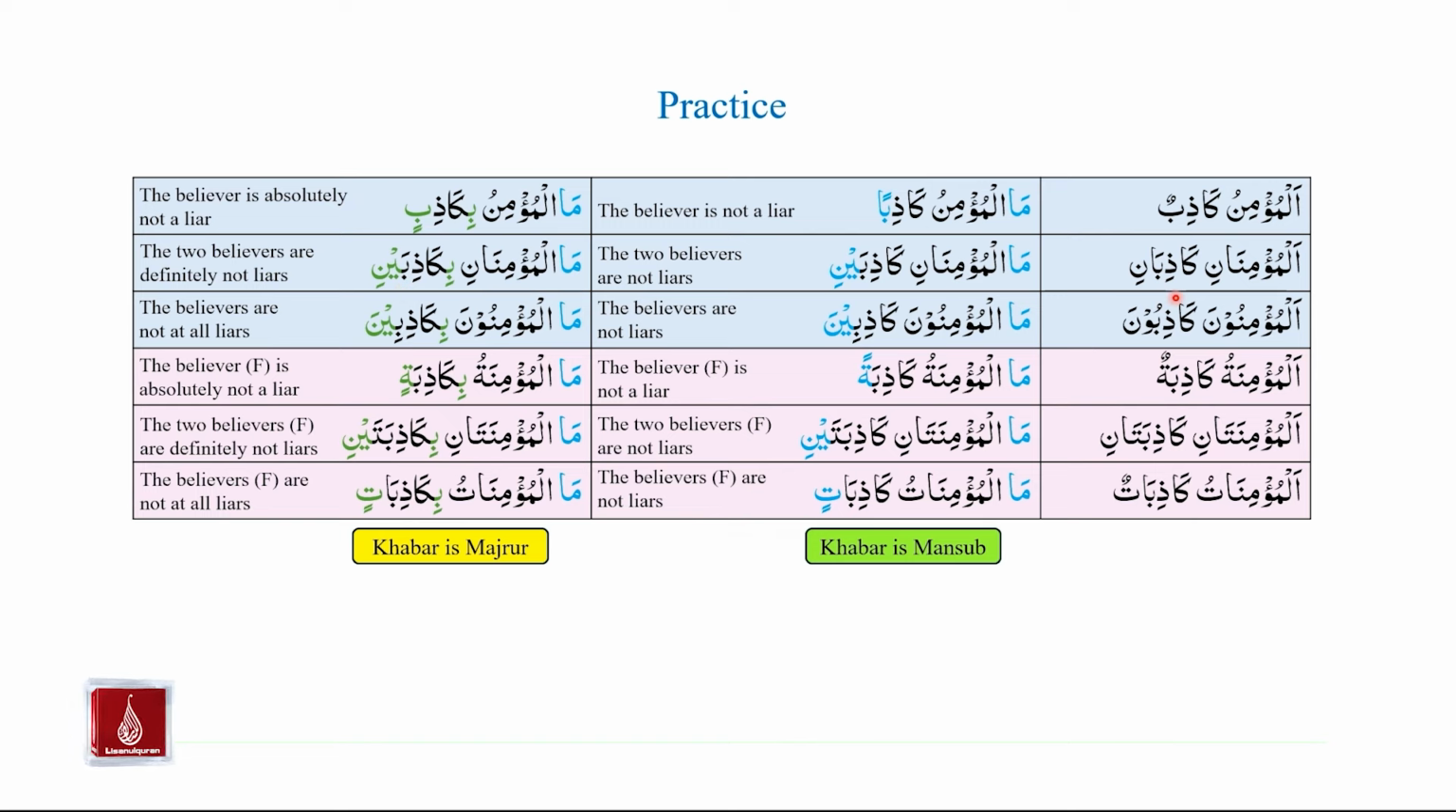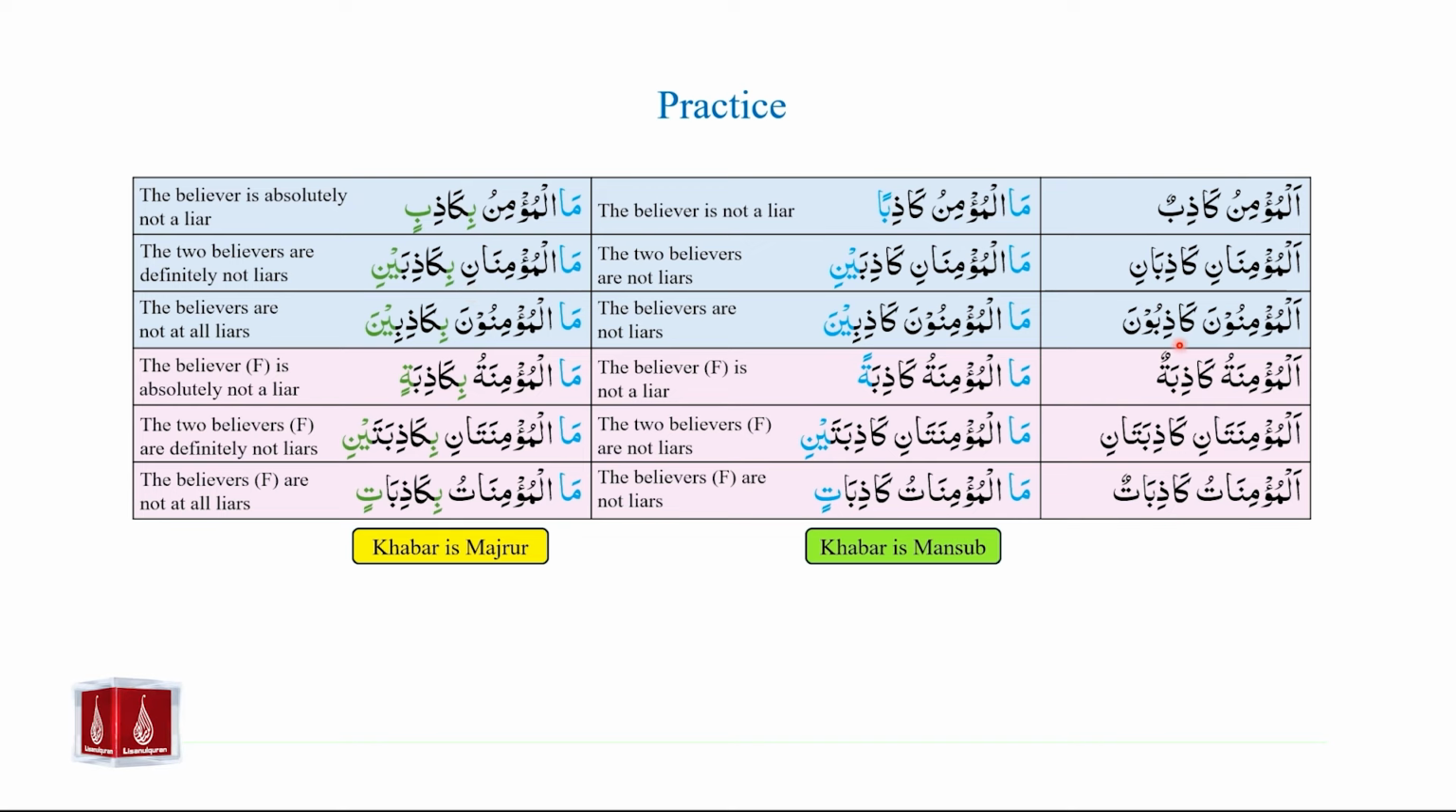Ani ending sound indicates rafa status. Aini ending sound indicates nasab or jar status. In the case of kazibaini, it is mansoob because of the presence of ma, and in the case of bikazibaini, it is majroor because of the ba harf jar.